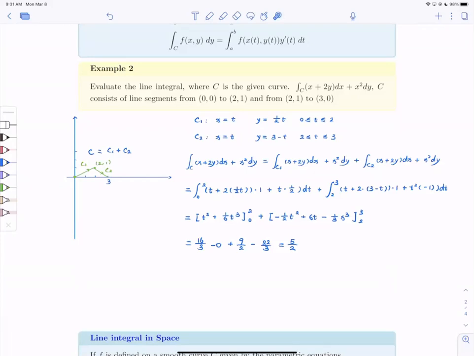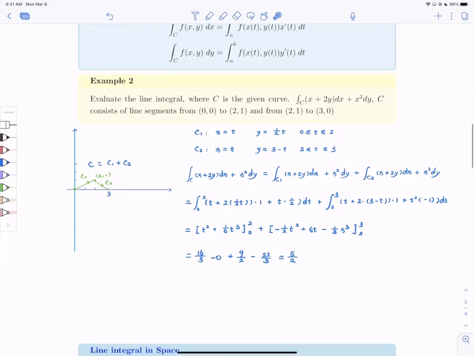So we have x plus 2y, x is t, plus 2 times y, which is 1 over 2t, times x prime of t, which is 1, so times 1, plus we have x squared, which is t squared, times the derivative of y. So that's 1 over 2, so times 1 over 2, and the whole thing dt. That's C1.